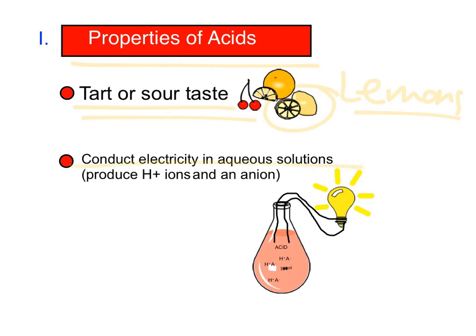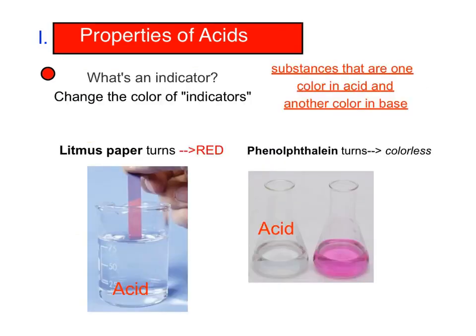Acids, when dissolved in water, are going to break up into ions, and based on that, they can conduct electricity, so they're called electrolytes. Acids conduct electricity when in solution. Another property to know about acids is how they behave with an indicator. By definition, an indicator indicates if something is an acid or a base, and you'll see that by a color change. There are many, many different types of indicators.